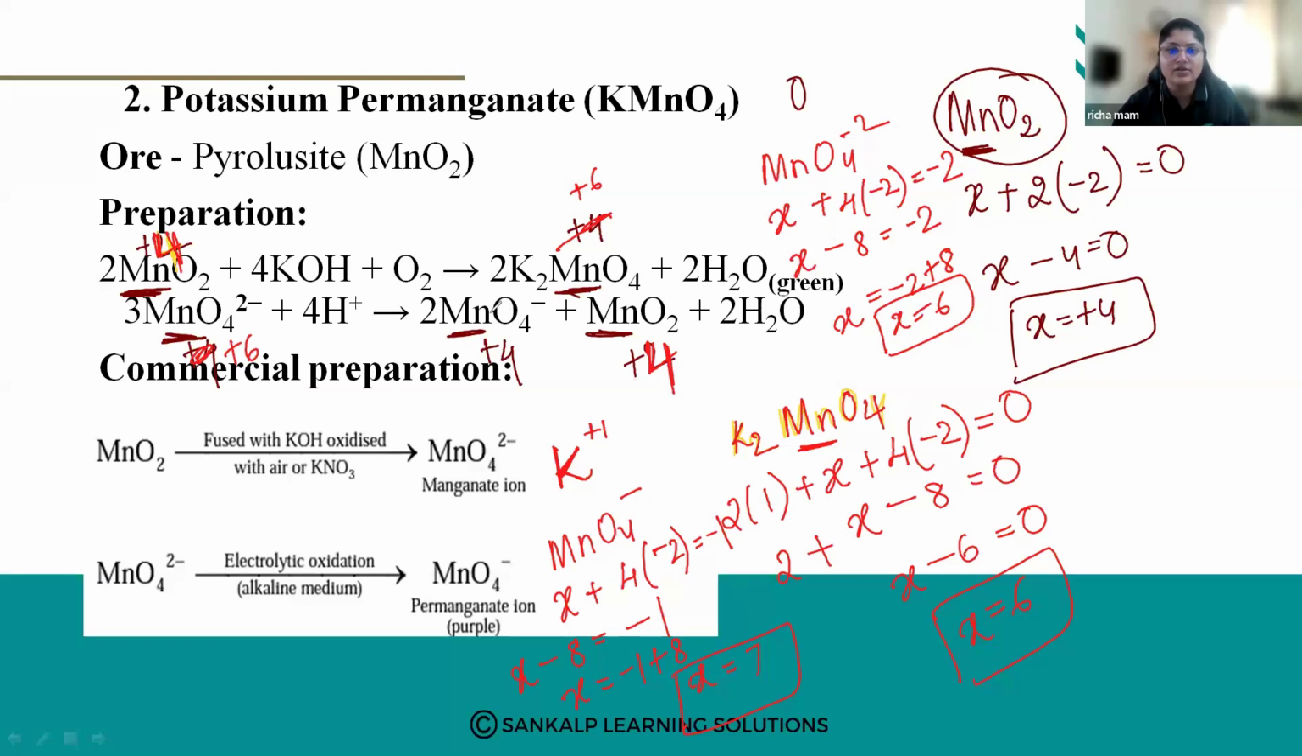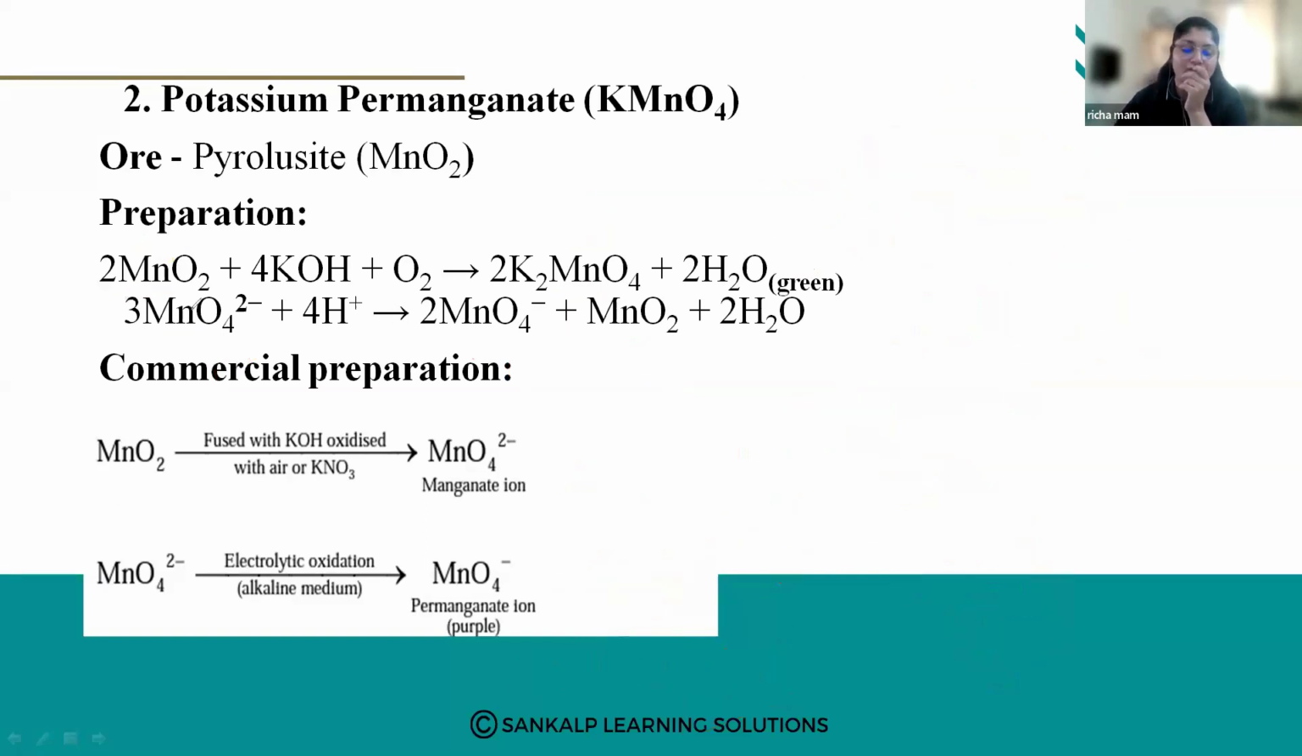This is MnO4. So what is happening? You can see how Mn is undergoing different oxidation states. Mn is showing +4, +6, +7. So these are the different oxidation states shown by Mn. So this is the preparation of KMnO4.